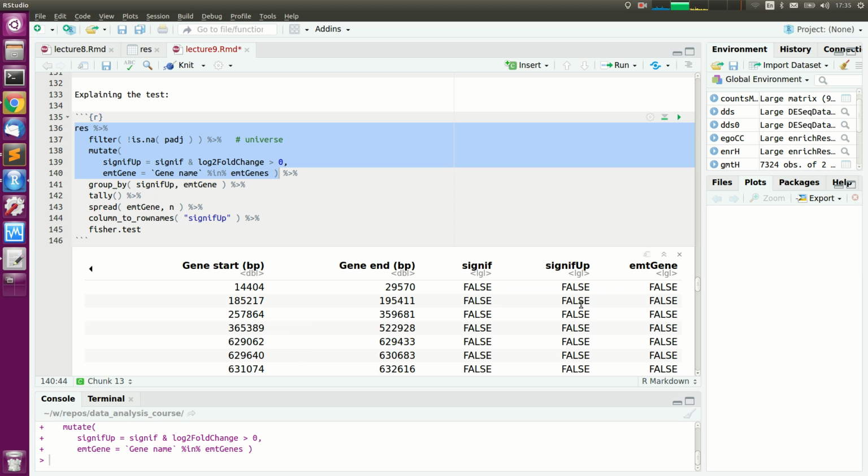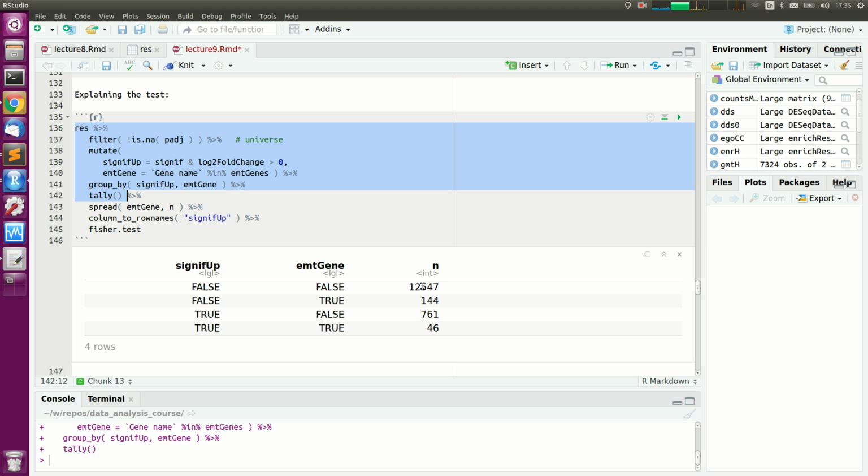One column says whether it was significantly upregulated, so whether it's orange, and one column says whether it was in this list of EMT genes. And what I can now do next is simply group by these two things. So I sort my rows into 4 groups where both are false, one is true, and so on. And I tally them, and now I get this. So we have 12,000 genes which are neither upregulated nor an EMT gene, 144 which are EMT genes and not upregulated, 761 the other way around, and so on.